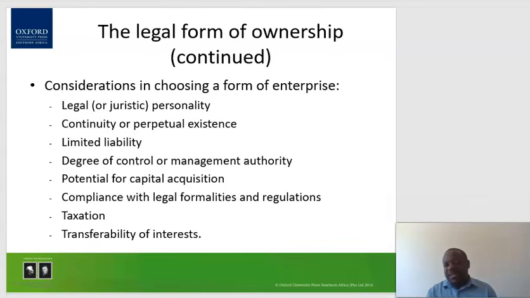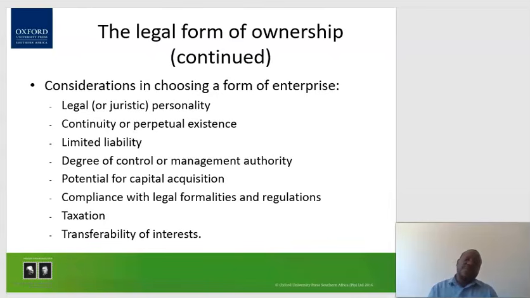In a sole proprietorship, once you bring another person, it ceases to be a sole proprietorship. It becomes another form of business. In terms of a company, we have public companies and private limited companies. If it's a private limited company, you can't just sell your shares at the stock exchange. So transferability of interest may be limited. But if it's a public limited company, transferring interests will be actually much easier.